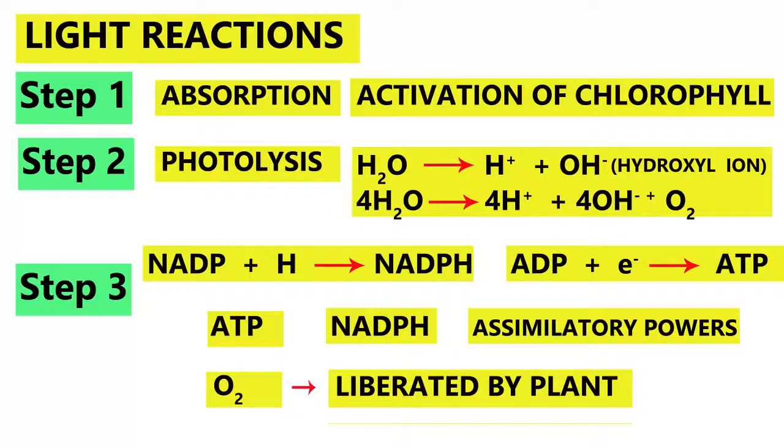So ADP is also present in the chloroplast. What are they taking now? They are taking the electrons and becoming ATP. ATP is an energy-rich compound. So whenever energy is required at any place, ATP will give out the energy which is present in it and again becomes ADP.